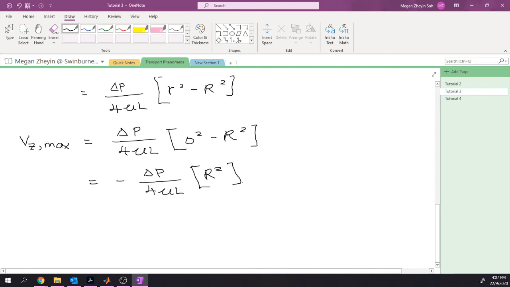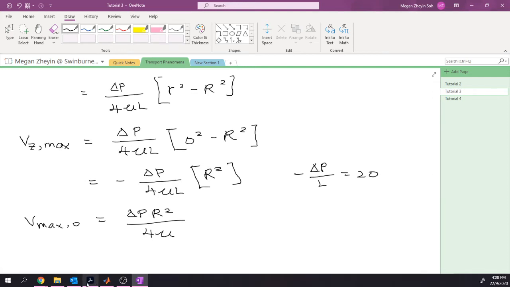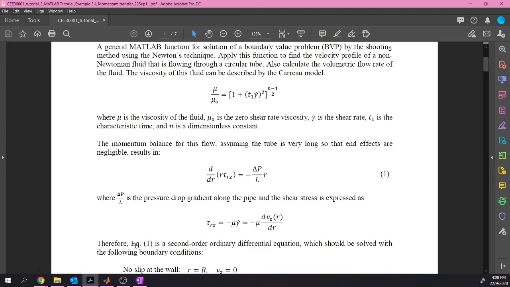Okay, so we know that negative delta P over L is 20. Therefore, in the MATLAB code later on, I'll explain this later, P max at 0 is delta P R squared over mu. Okay, so we look back at the question.